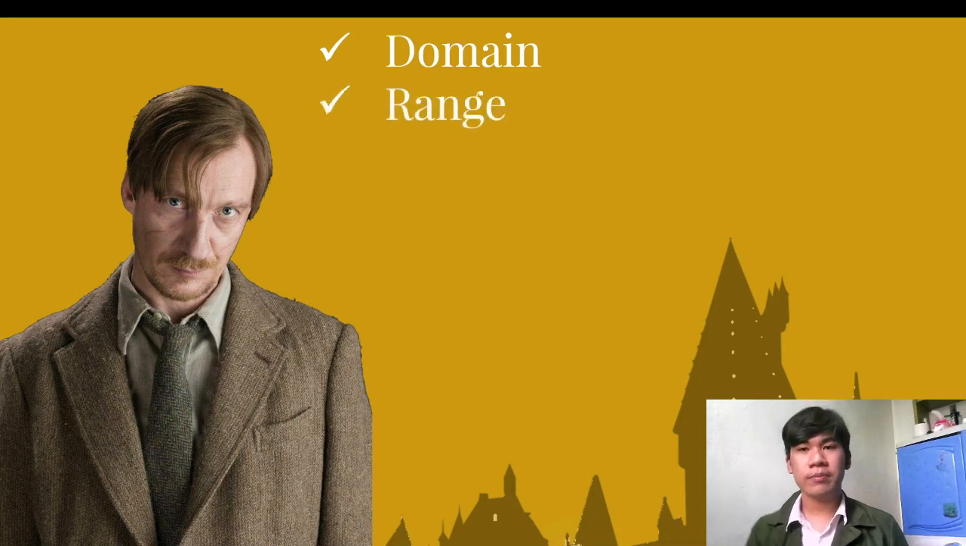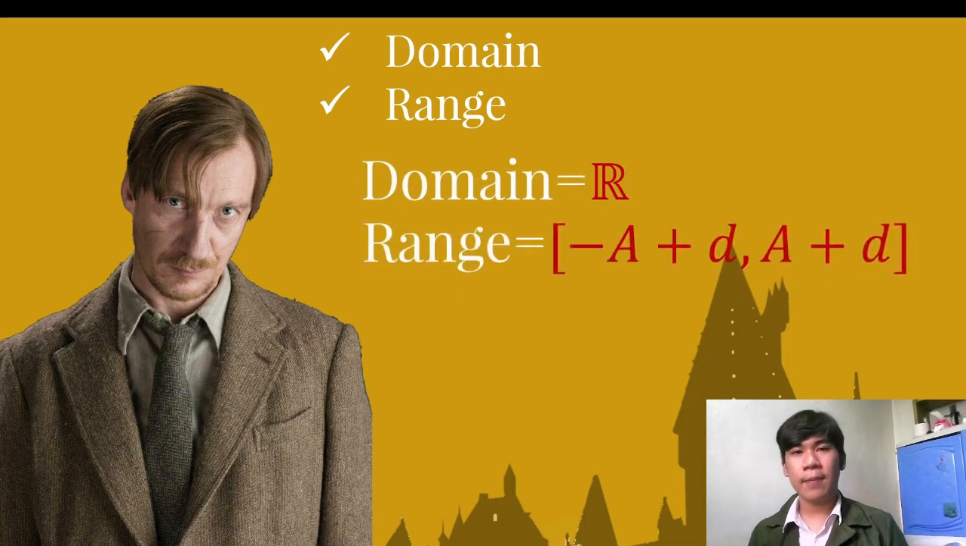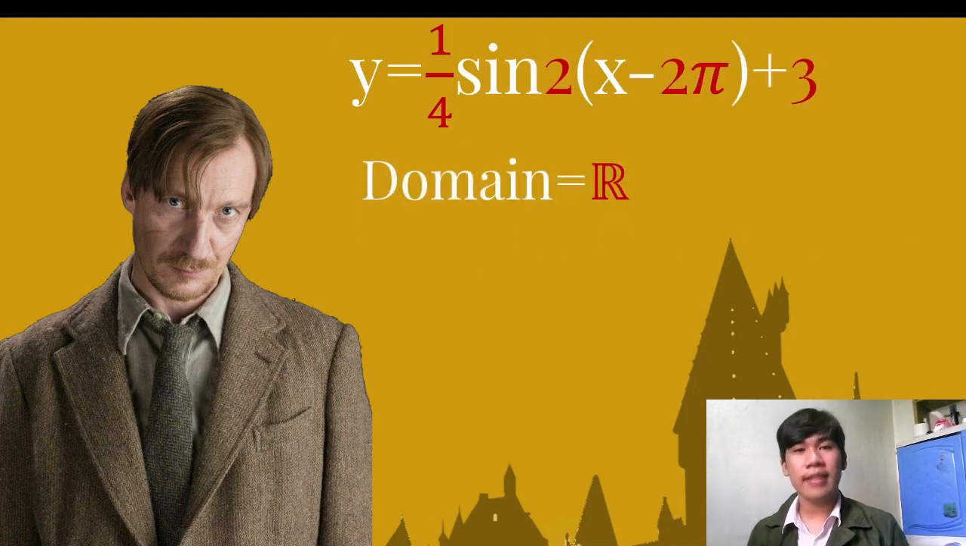Next is the range. The range of the function is the set of all values that f takes. The range of a function is the complete set of all possible resulting values of the dependent variable after we have substituted the domain. For the sine function, this is the domain and this is the range: negative amplitude plus d and positive amplitude plus d. Now for the domain, it depends. For the previous example, the domain is all real numbers, but let's be clear.